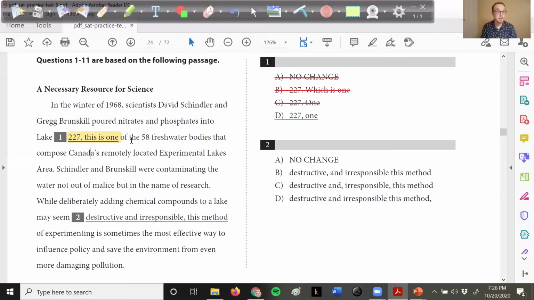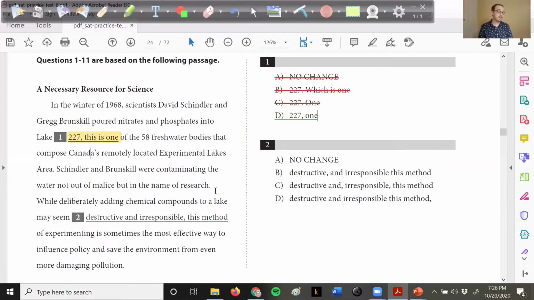And then we just keep reading as we go. Schindler and Brunskill were contaminating the water, not out of malice, but in the name of research. By the way, do not be intimidated by names as you encounter them. If Schindler and Brunskill twist your tongue up saying them out loud, you have nothing to worry about. You're not going to have to read it out loud on test day.